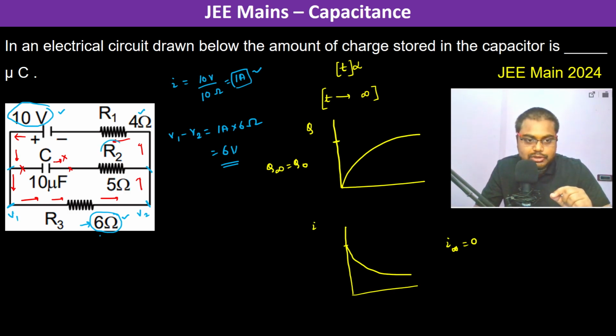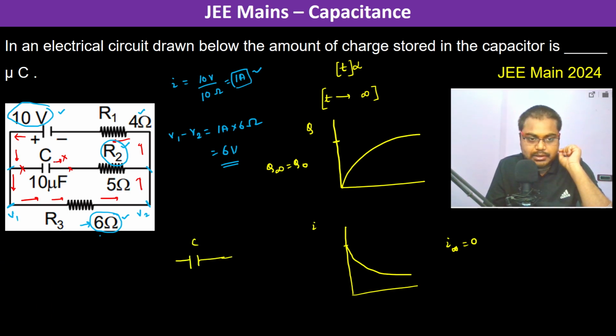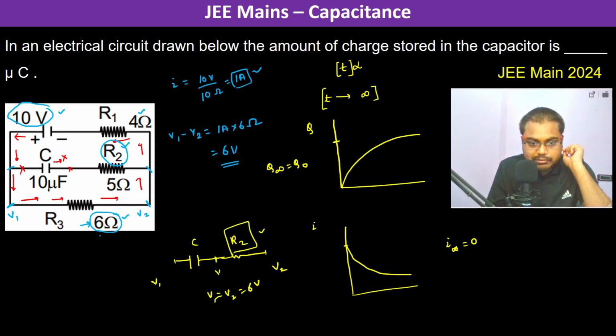Now here there is no current flowing through R2. Okay, so therefore the potential drop across R2 is 0. Okay, so it has become something like this. So this is C and this is R2, and V1 minus V2 is 6 volts. Okay, so now there is no current flowing here, so the potential drop across R2 is 0, so therefore on both sides the potential will be the same.